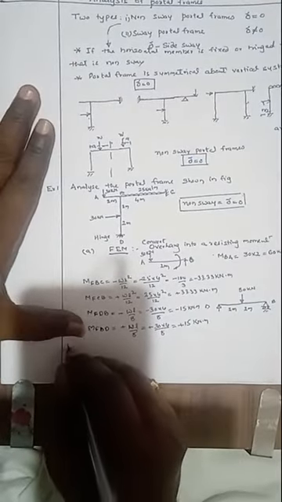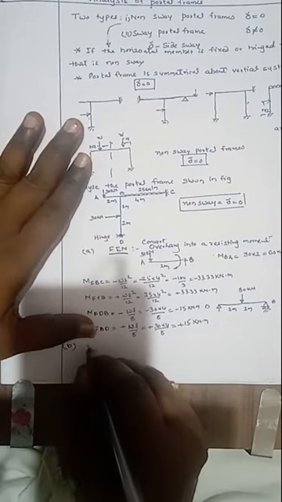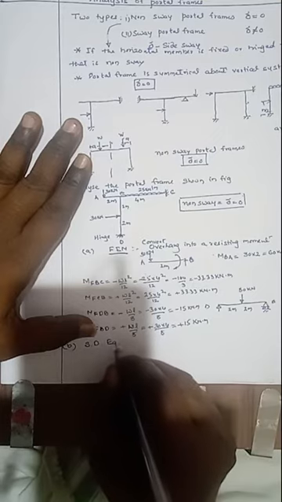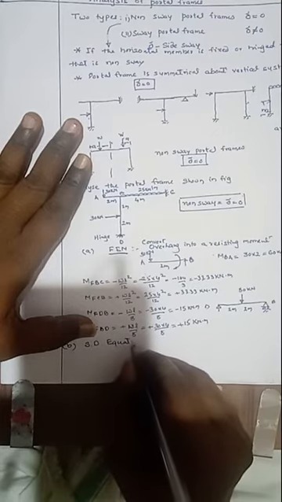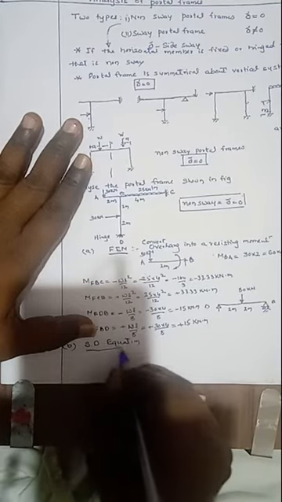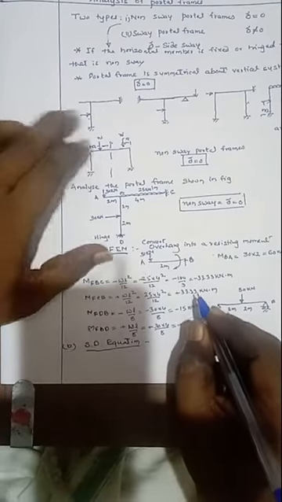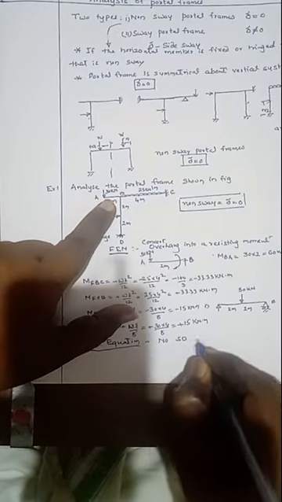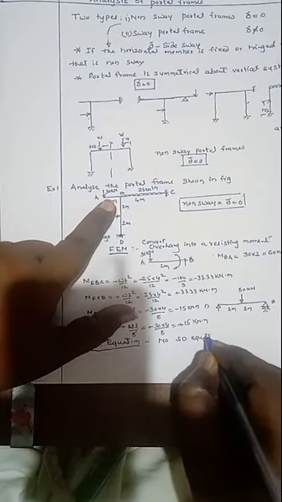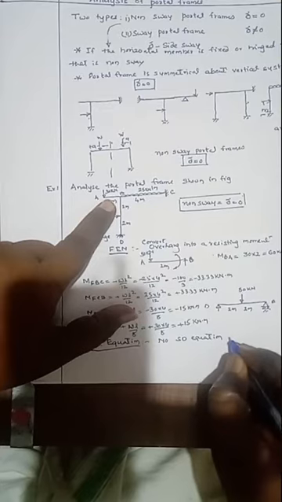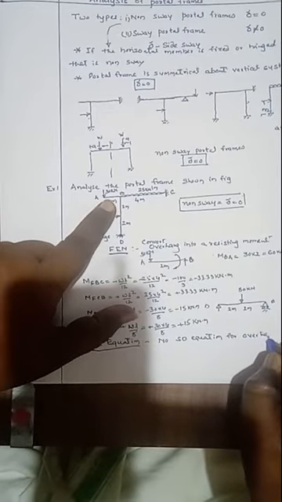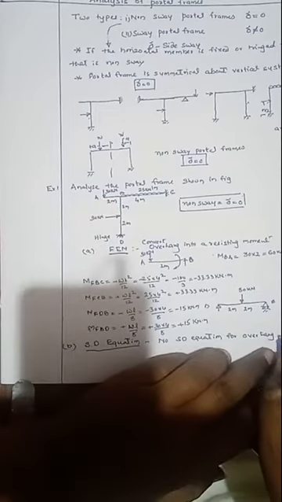Now we can calculate the second step, that is the slope deflection equations, SD equations. If you start from the left end, which is the overhanged portion, there is no SD equation. SD equation means slope deflection equation, for the overhang AB.